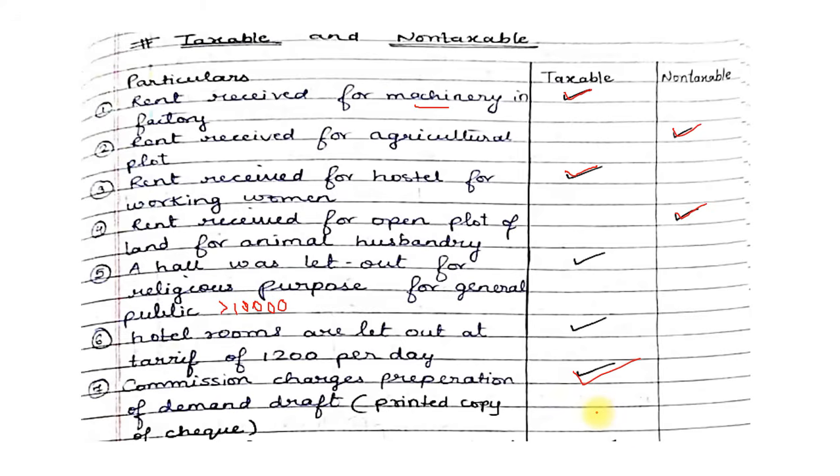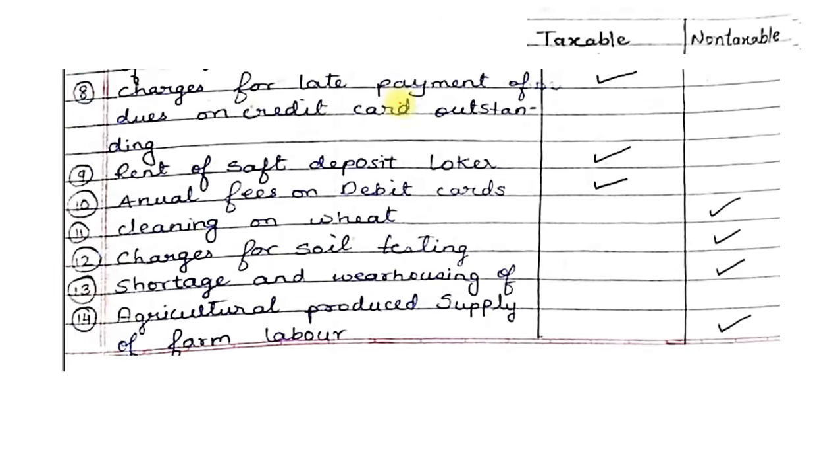We jump to the next seven. Charges for late payment of dues on credit card outstanding. Yes, it is taxable, because for credit card and debit card, everything is chargeable. It is taxable because a service has been provided. Rent of safe deposit locker. Yes, it is taxable. Always remember, in banking only savings accounts and loan generation have no GST applicable. For any other service that the bank gives you, it will be taxable. Annual fees on debit card, yes, it is taxable.